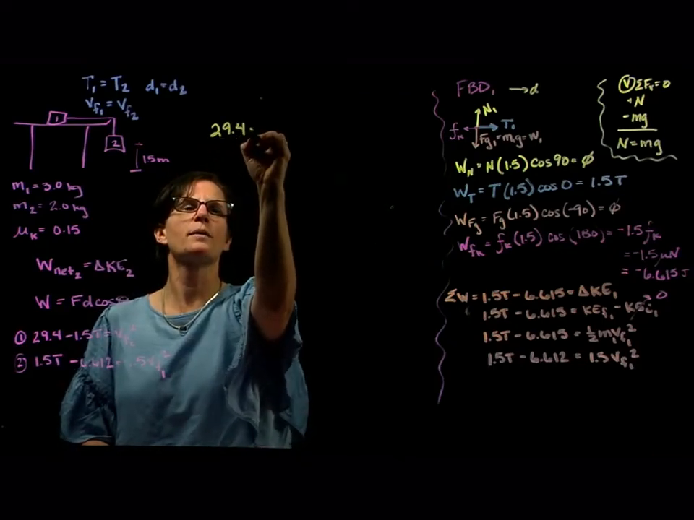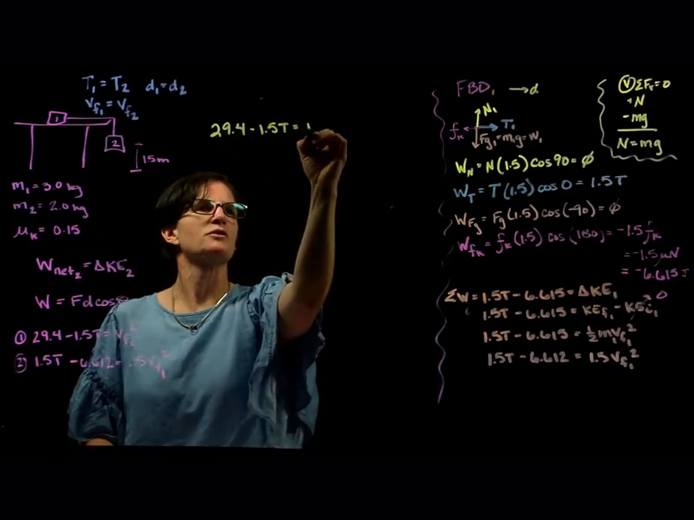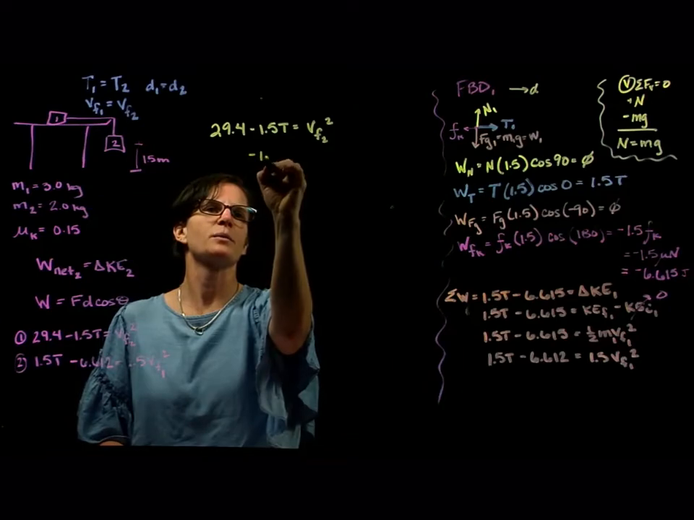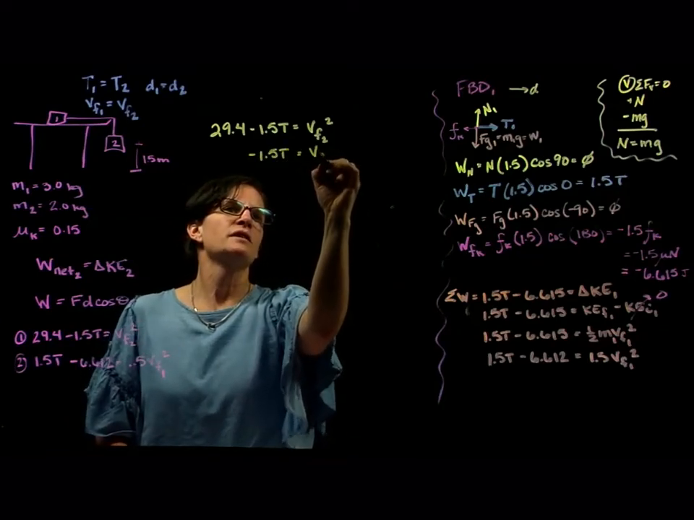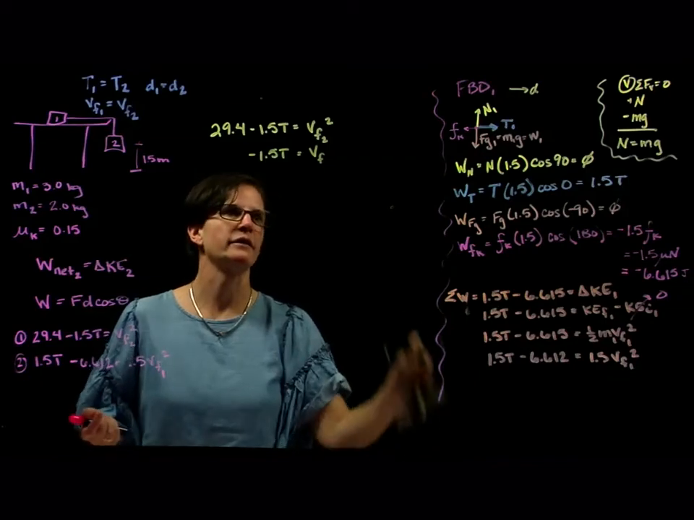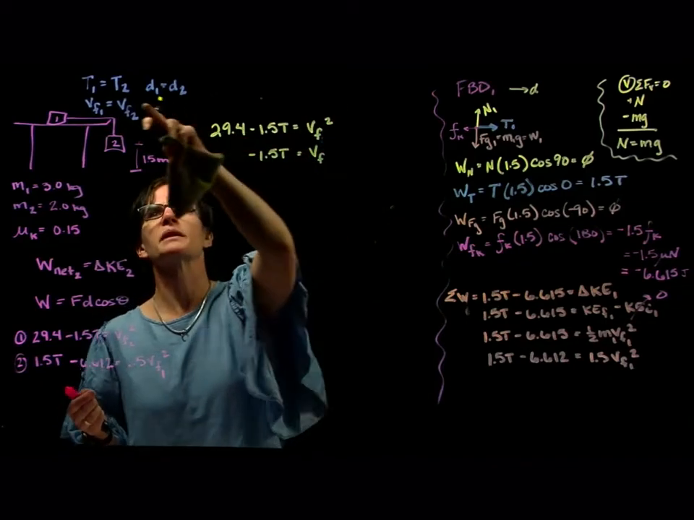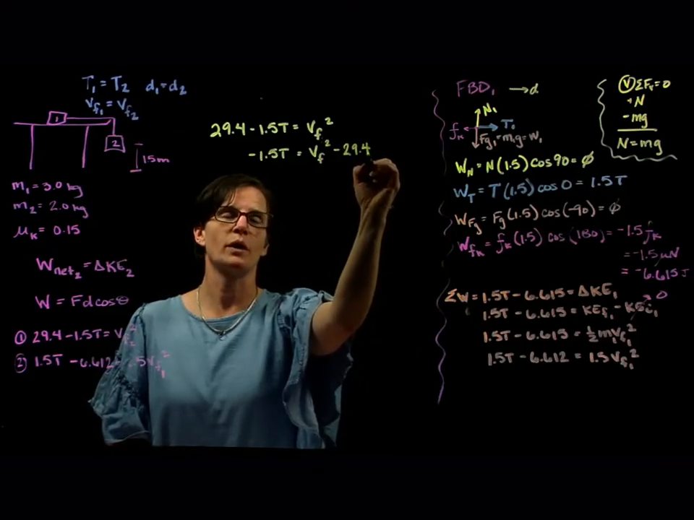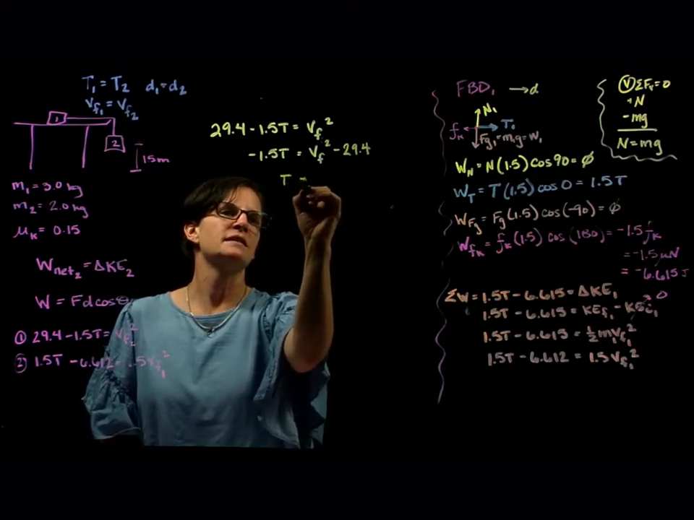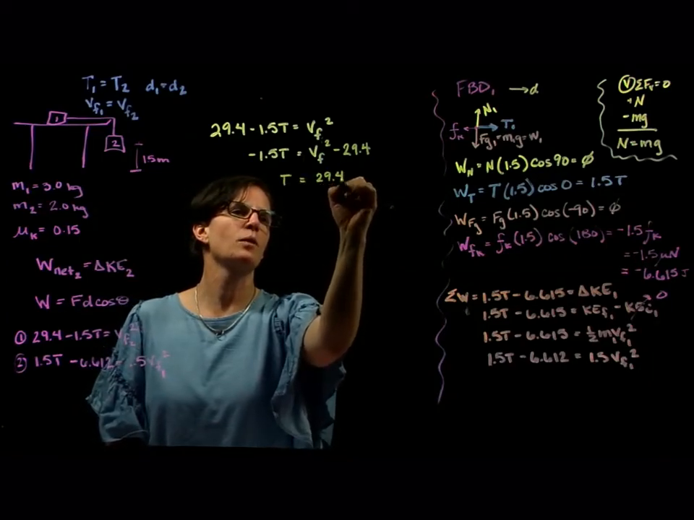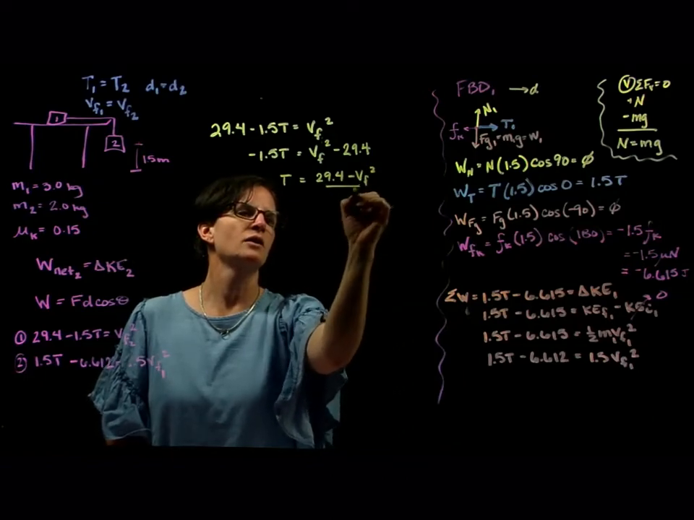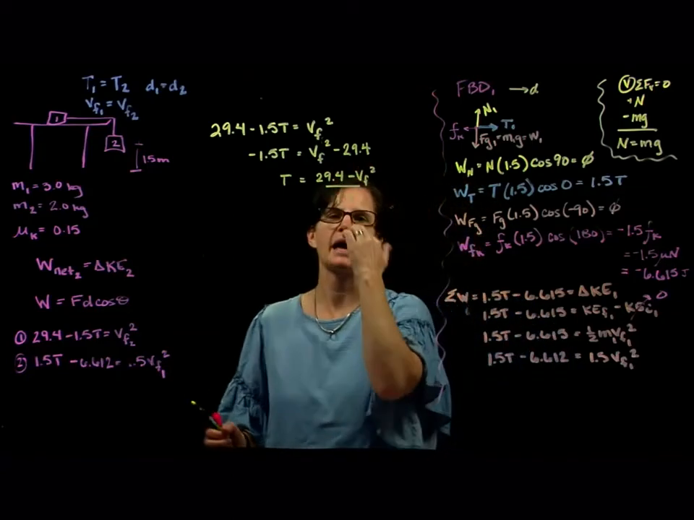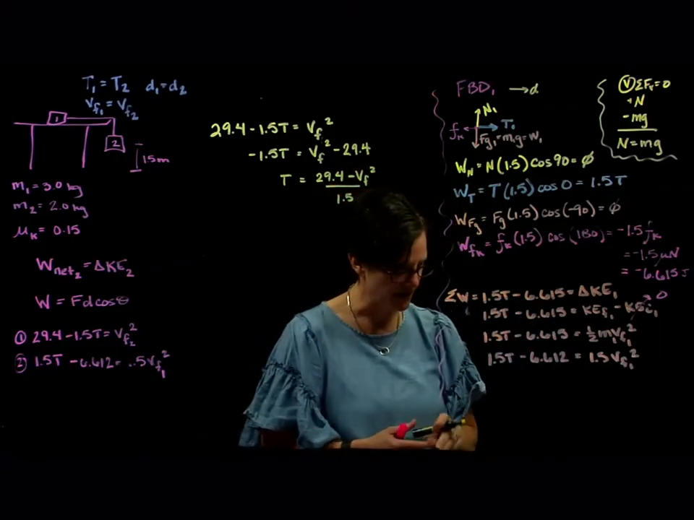So 29.4 minus 1.5t is equal to v final 2 squared. All right, we're going to solve for t. So we have minus 1.5t is equal to v final. Well, it's now v final, we don't need the 2 anymore because of this relationship. V final squared minus 29.4. And so t is equal to 29.4 minus v final squared all over 1.5. So I divide by a negative 1.5. That reverses that numerator and leaves 1.5 in the bottom.